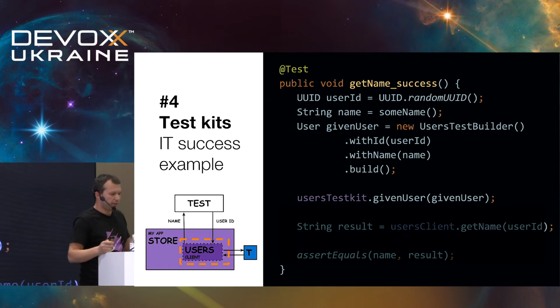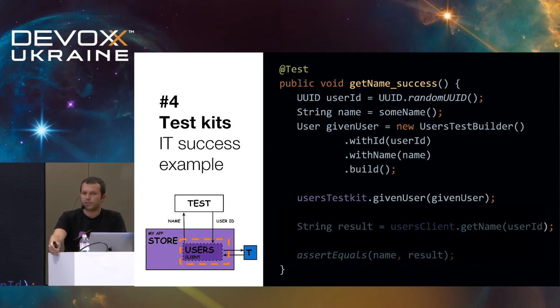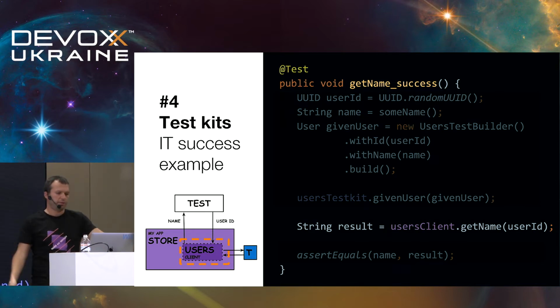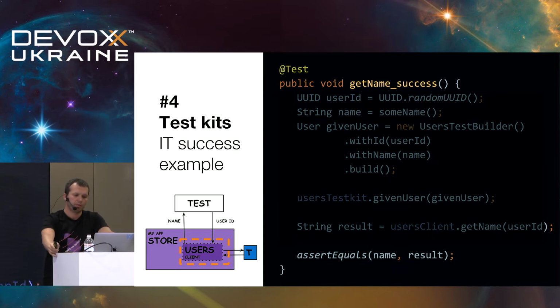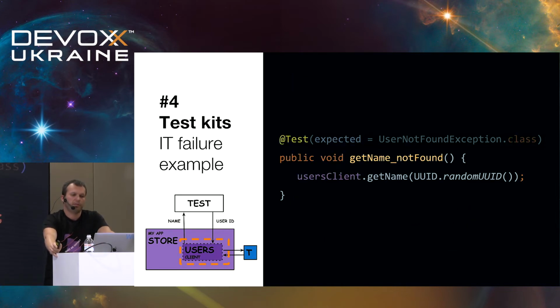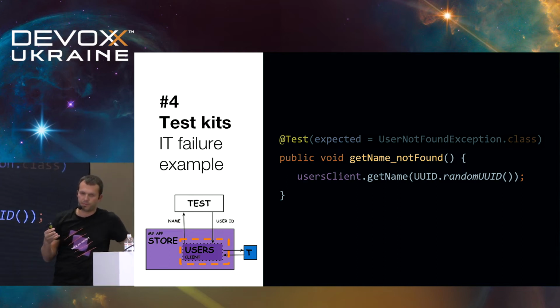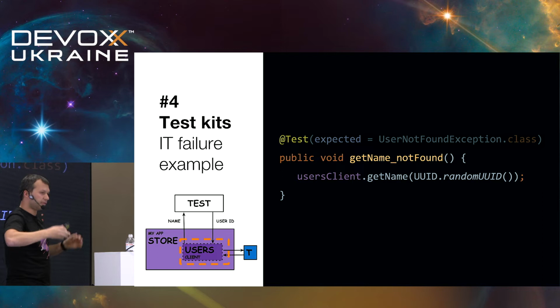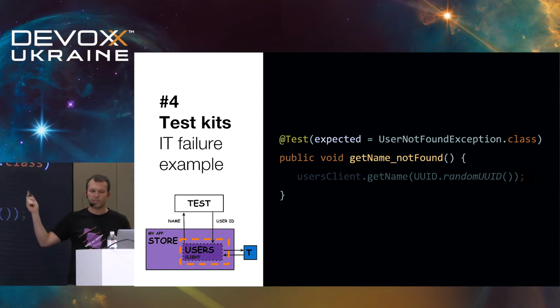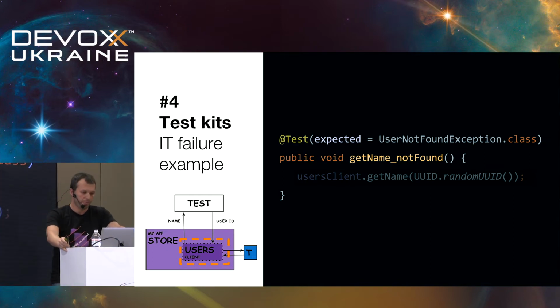The integration test, IT, looks very similar. So we set it up. We execute the code. We do the assertion. Now, for the not found user, we don't even have to set it up, because the test kits already know how to behave when there is no such user. So we just run the code, and we expect to get the exception.